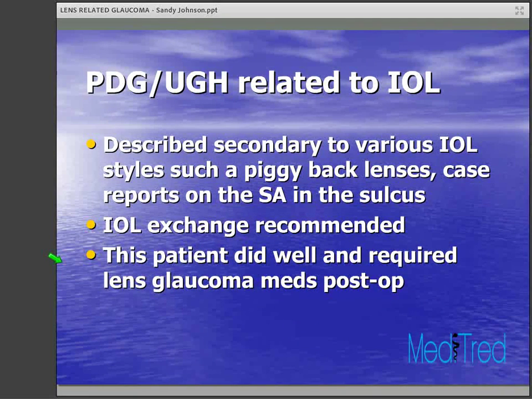And an IOL exchange often fixes the problem. Some have responded to trabeculoplasties. You could try miotics to stabilize the iris. But this patient actually did well with the IOL exchange and didn't require any further glaucoma medications once he had an appropriate lens in his sulcus.